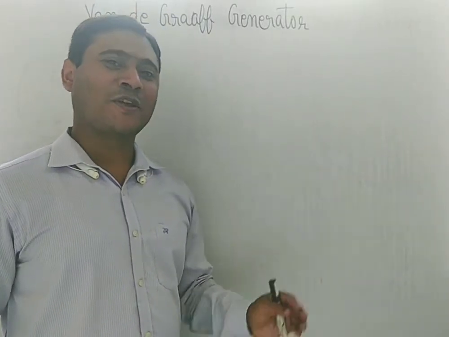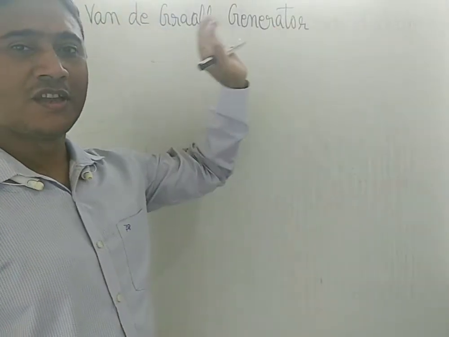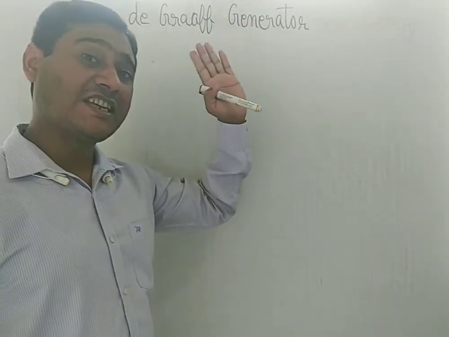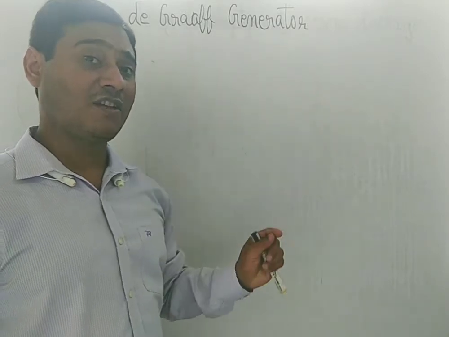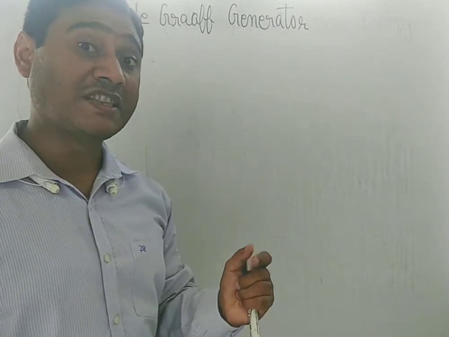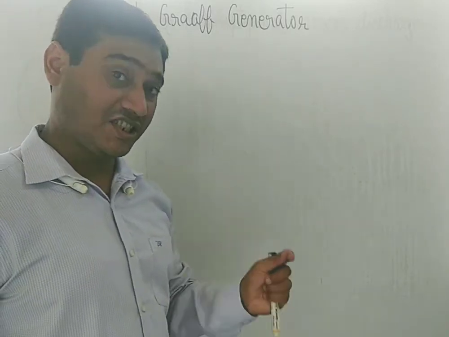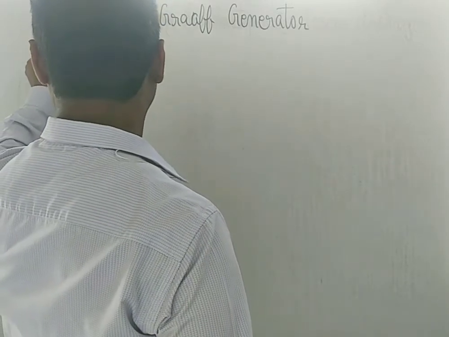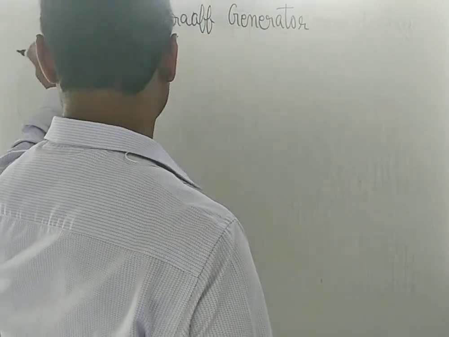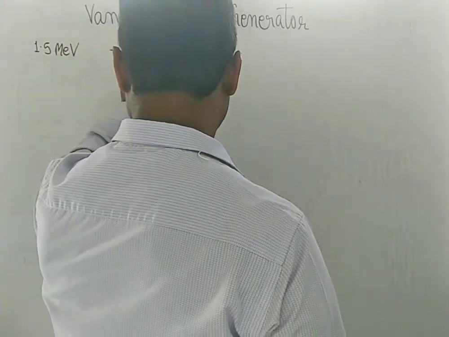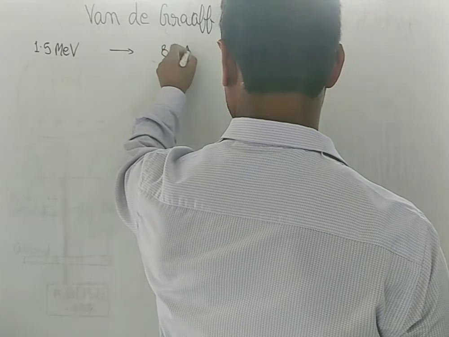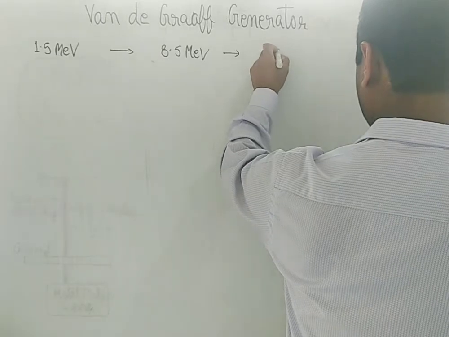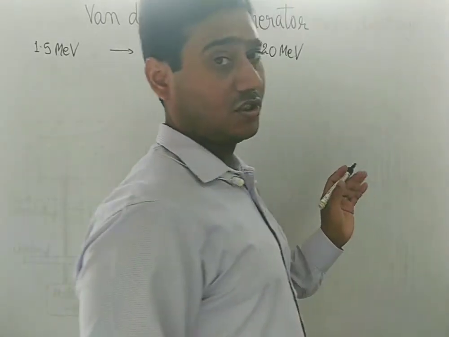Okay, now let's have the next topic, Van de Graaff generator. It's basically an electrostatic machine which was designed in 1931 by R.J. Van de Graaff at Princeton University. Earlier it gave 1.5 mega electron volt energy, and later on it gave 8.5 mega electron volt, and now it is designed so that it is capable of providing 20 mega electron volt energy.